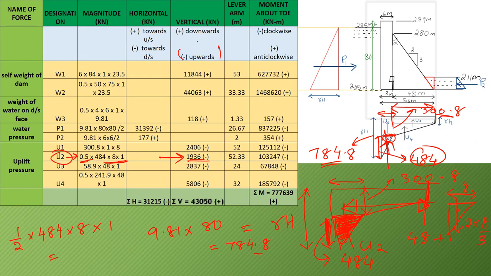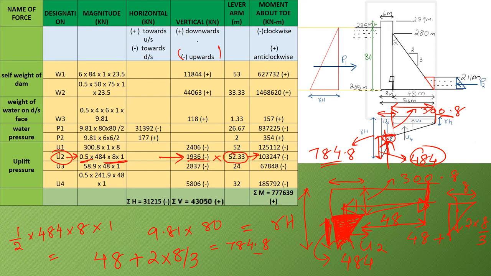Therefore lever arm is equal to 48 plus 2 into 8 by 3, that is 2 by 3 of 8. For this triangle, the centroid will be at a distance of 48 plus 2 into 8 by 3, that is equal to 52.33. Now multiply this force into this lever arm to get the moment of U2 about toe.